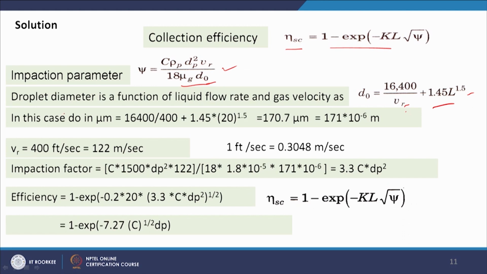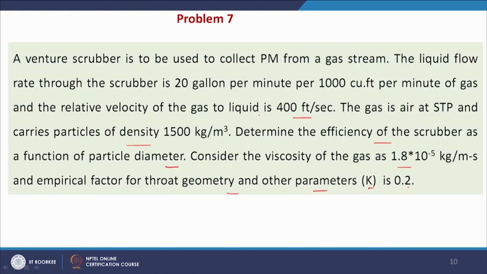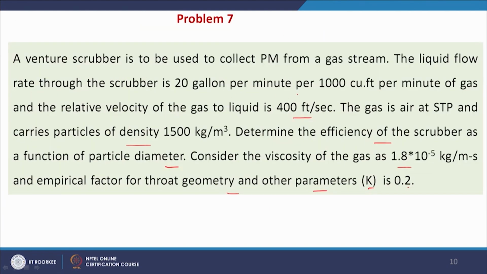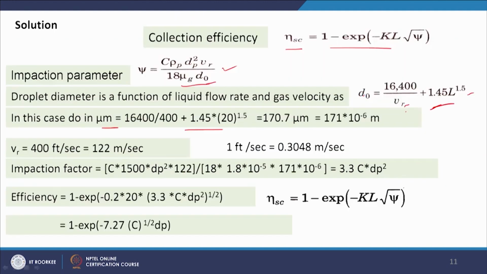So, the droplet diameter is a function of liquid flow rate and gas velocity as this one, and in this case do is in micrometer, and we will put in this formula. Here Vr is equal to 400, it is given as 400 feet per second. So, this is 16,400 divided by 400 plus 1.45 into L to the power 1.5. So, what is L? L is equal to the liquid flow rate, that is 20 gallon per minute per 100 cubic feet. So, this unit, L should be in this unit.